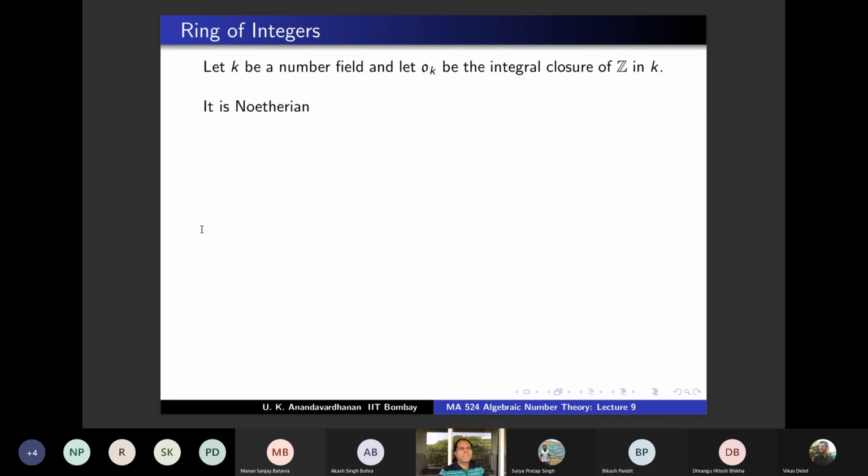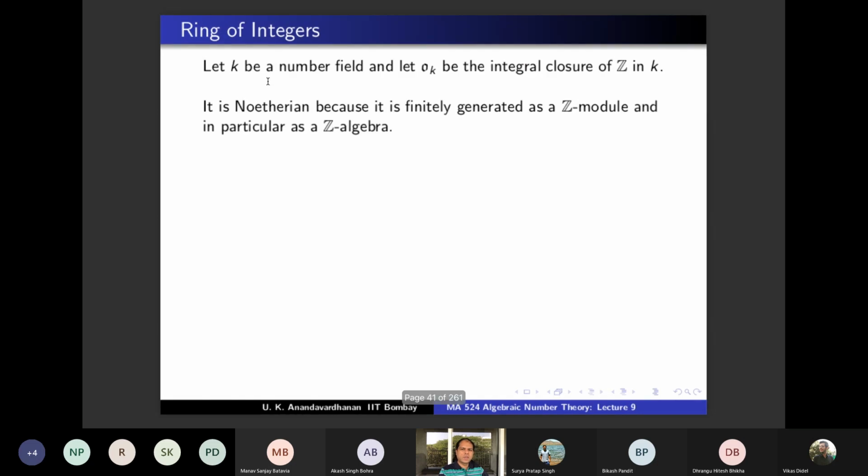Oh, no, that result we are going to apply. Yes, it is the integral closure of Z in K, and Z is Noetherian and integrally closed. So that result you can apply here. This is your A, and you are taking the integral closure of that in K. So by that result, O_K will be finitely generated as a Z module, and in particular as a Z algebra, as a ring over Z. And therefore it is Noetherian as a ring.